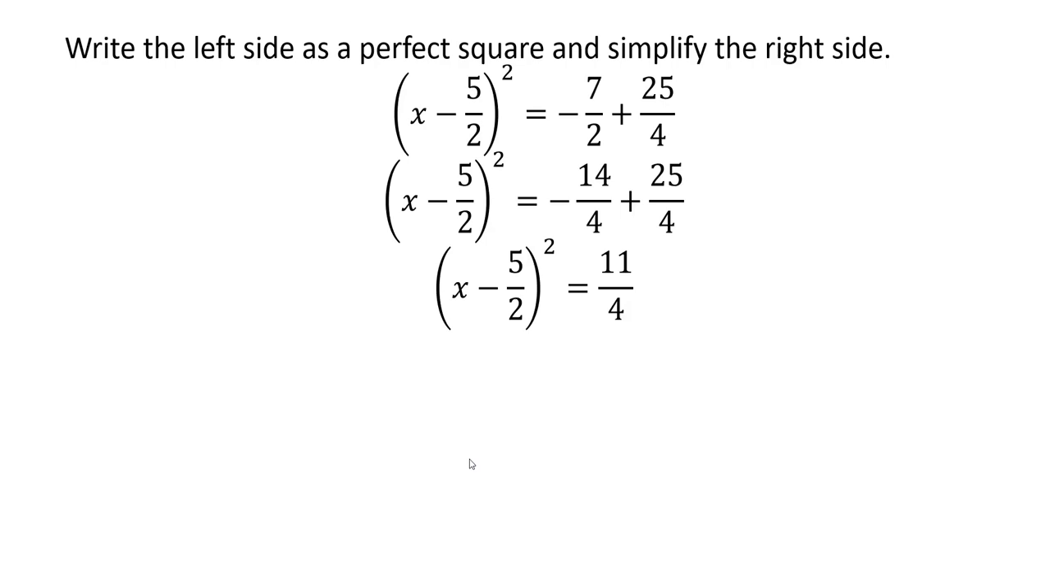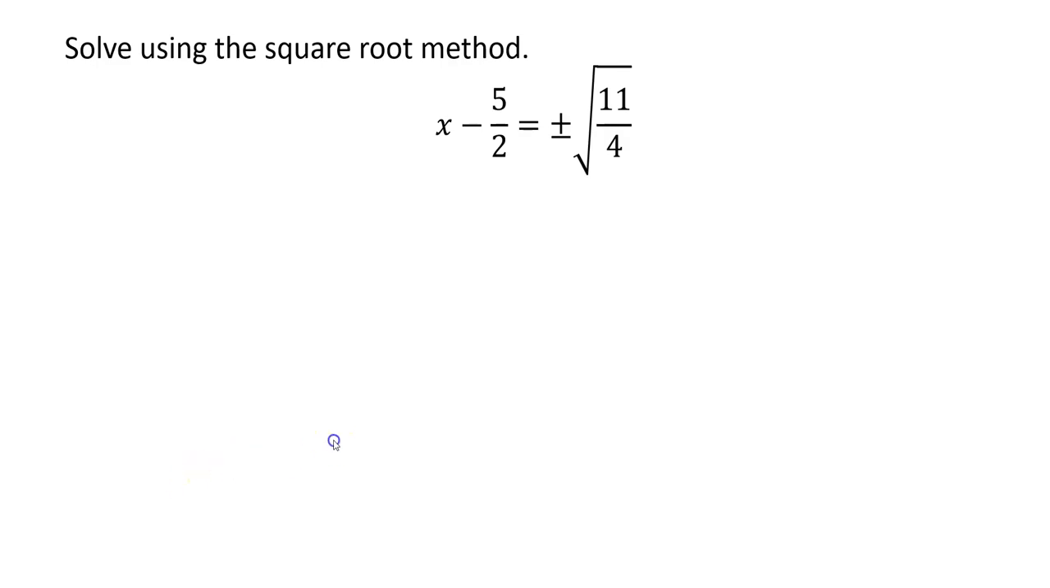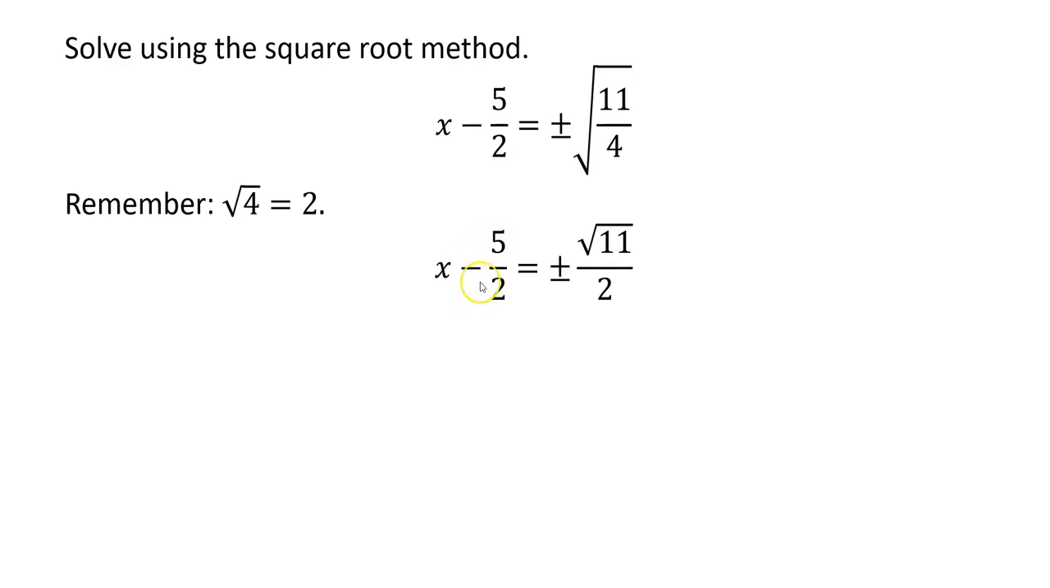Now, the left side is a perfect square. The right side is simplified. We are ready to solve using the square root method. So the square root of the left side is x minus 5/2. The square root on the right side is plus or minus the square root of 11/4. Now, recall that the square root of 4 is the same as 2. So the denominator here, because it's the square root of 11 over the square root of 4, we can rewrite that to just be x minus 5/2 equals plus or minus the square root of 11 over 2. So that makes it look just a little bit prettier.